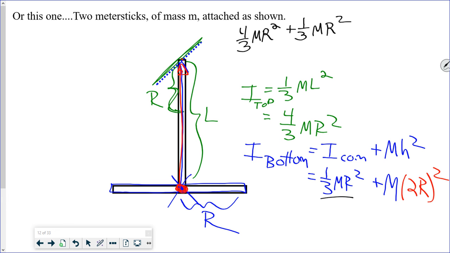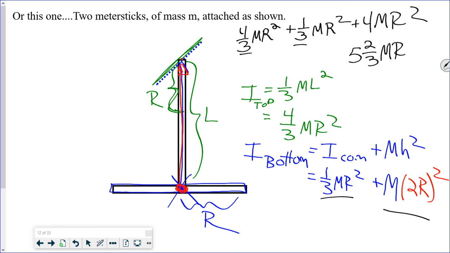So there's that, and then we have to add on 4 mr squared. All right, so 4/3 plus 1/3 is 5/3, which is 1 2/3. Plus 4 is 5 2/3 mr squared.